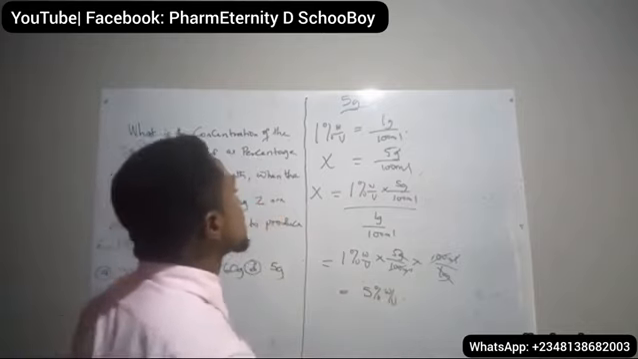Yeah, we got it. 5% weight per volume. So let's calculate the ratio strength. Let's go over to the ratio strength. Recall that 1 gram.